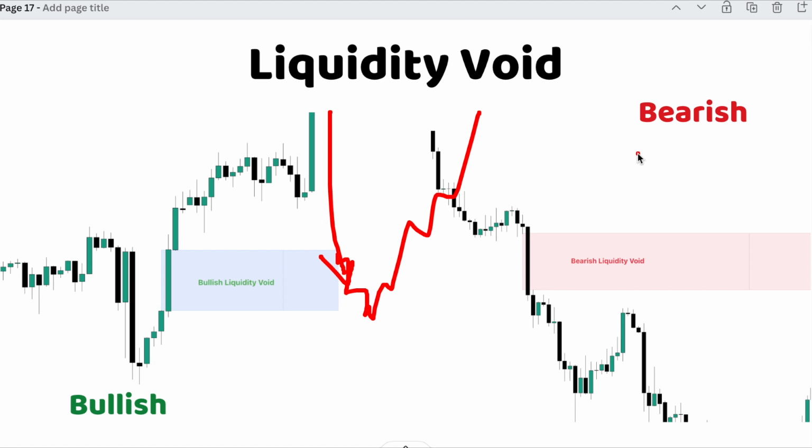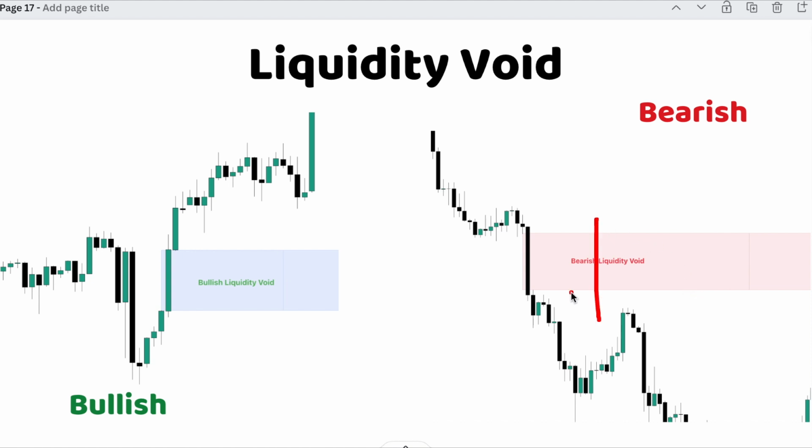So for a bearish liquidity void, price only offers sell side. There is very little buying that took place here, which is why, after all this aggressive repricing, price will eventually come and fill this inefficiency before going even lower.